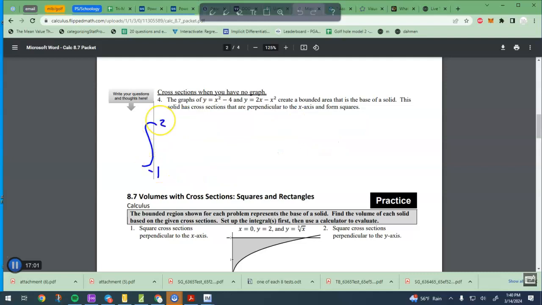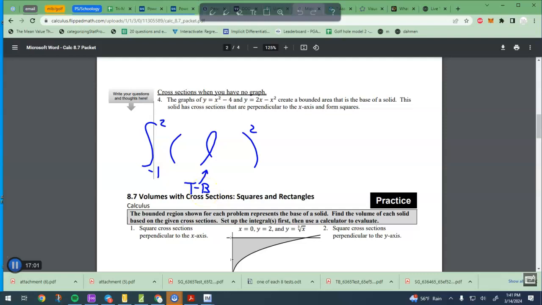Alright. Now I've got to know they're going to be squares. So the area of a square is the length squared. We are perpendicular to the x-axis, so we're going this way. So what's the distance of one of those cross sections? How far apart are the 2 equations? Top minus bottom. I don't know yet what's on top, so I'm going to take a second to figure that out. So what I want to do is put top minus bottom in place of that number.